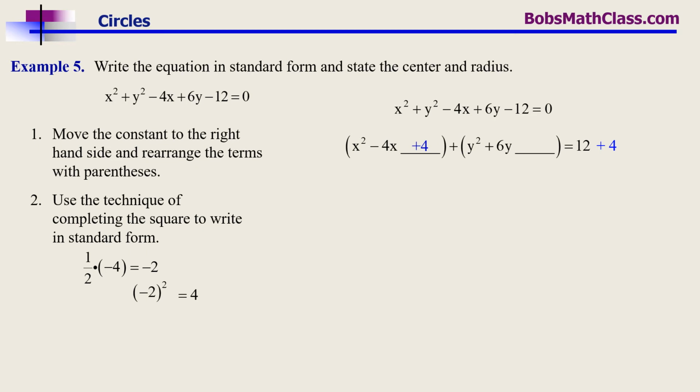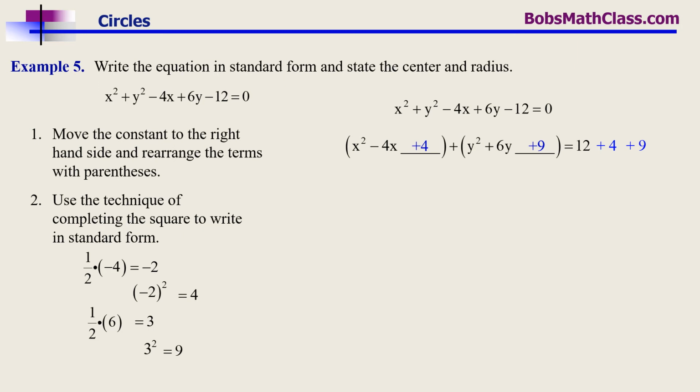All right, next trinomial, 1/2 times 6, that gives us 3, and then square it. That's a 9. So 9 is the number that we're going to add to both sides. Plus 9 on the left, plus 9 on the right. Okay, now we have two perfect square trinomials. So if we factor those, they give us a binomial square.